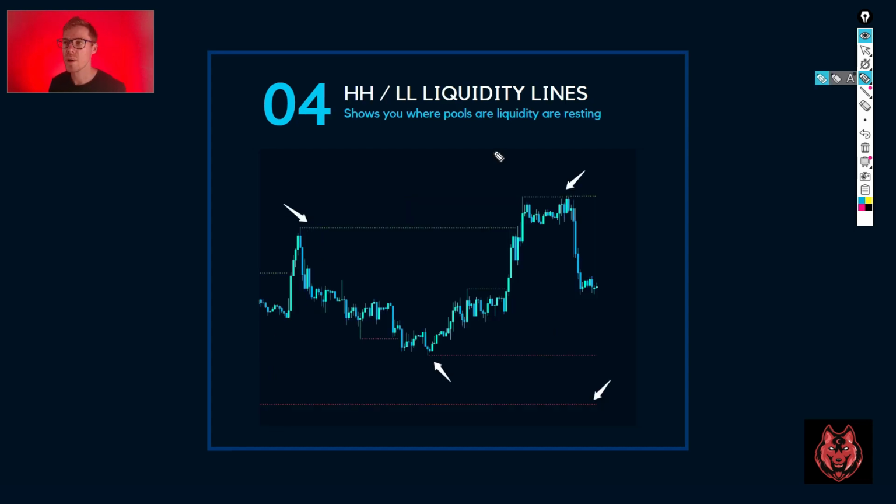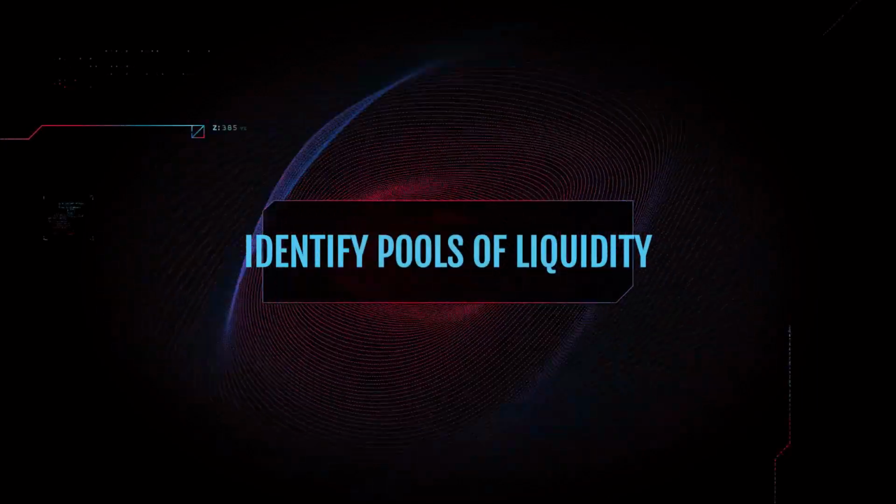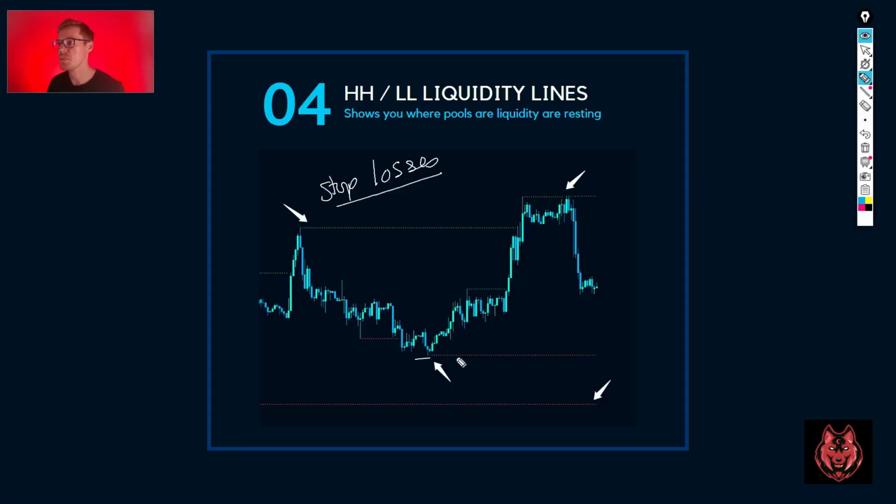Higher high, lower low liquidity lines show us where stop losses are resting. This can be a standalone strategy just on its own. So if you can imagine, there's pools of liquidity resting in all these areas. These become excellent places to enter or exit your trades.